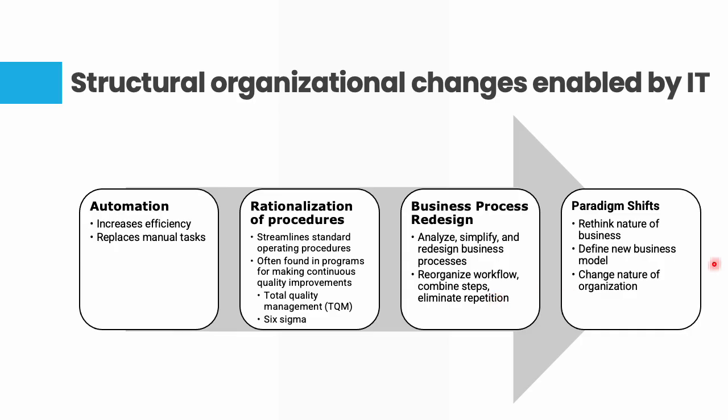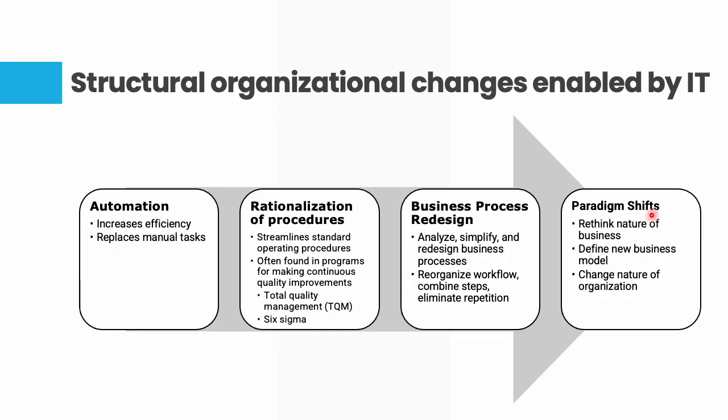Okay, and then finally, the biggest change is the paradigm shift. A paradigm is a model or a way of thinking. This is when a company uses the technology to completely redefine what the business is. Think about Netflix. They used the internet to change from mailing DVDs to being a streaming service. They changed the entire business model and the nature of the organization.